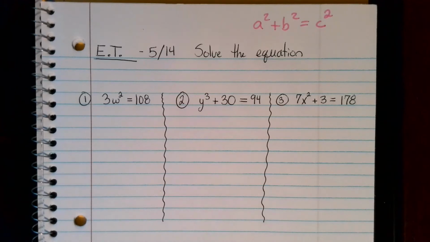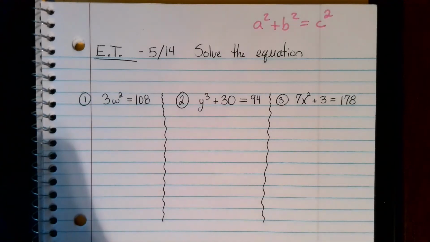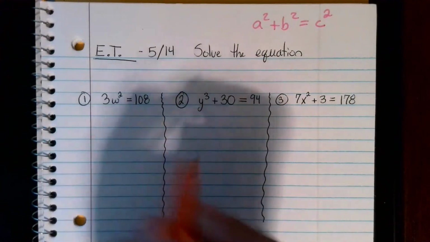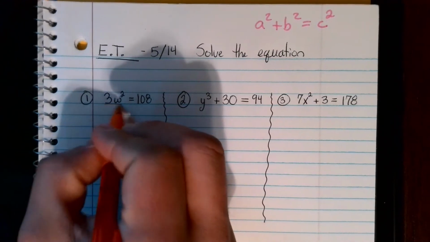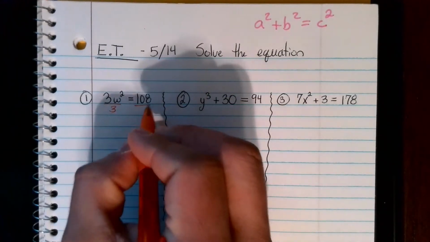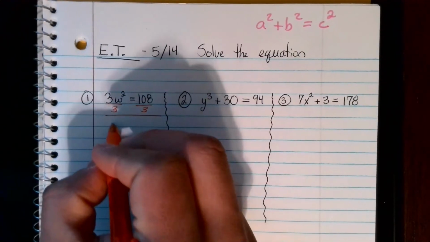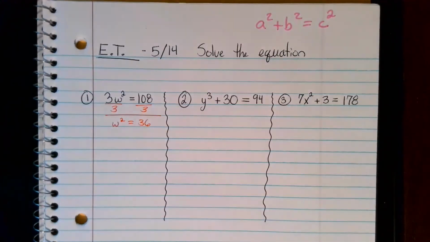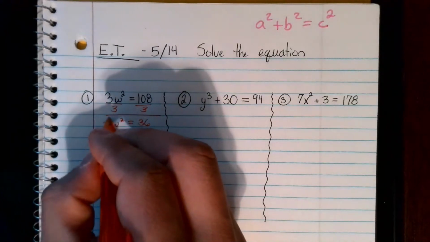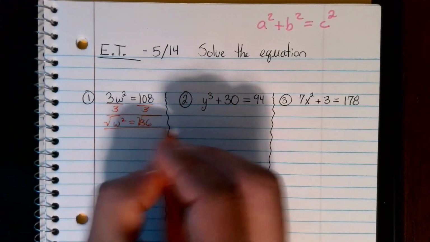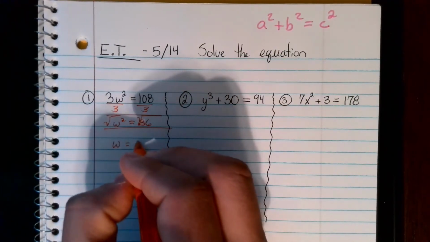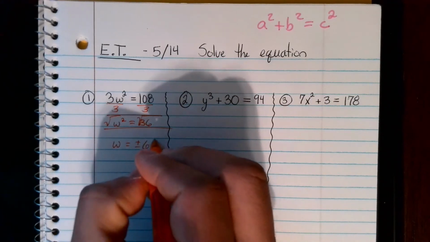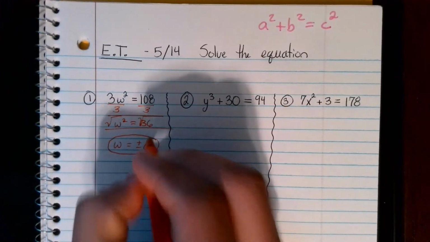Alright, so here we go, going over these answers for 1, 2, and 3. For number 1, I'm getting w alone. First, I want to get w squared alone, so I'm going to divide both sides by 3 to get rid of that times 3. I'm left with w squared equals 36. Now I have to get rid of the square, so I square root both sides. And I'm left with w equals plus or minus 6. Again, I need the plus or minus because I took the square root of both sides.